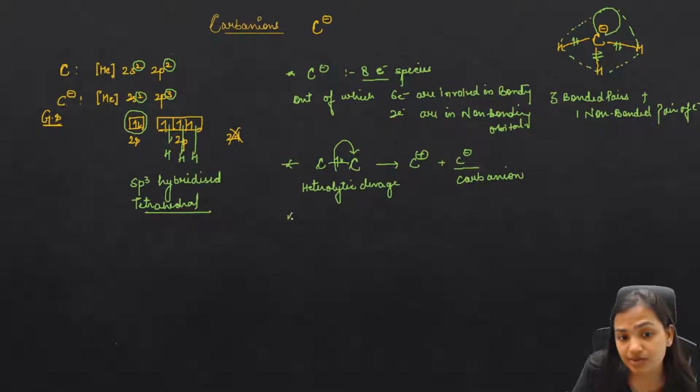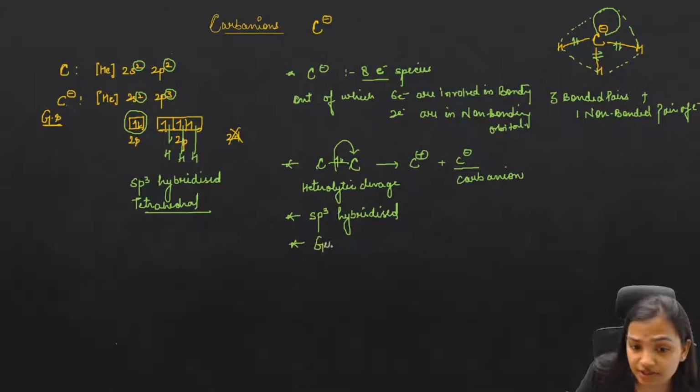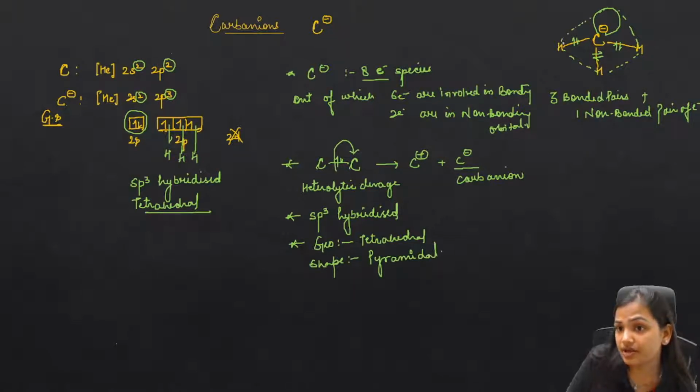Carbanions are usually sp3 hybridized. What type of shape would they have? Their geometry will be tetrahedral. But when you look at the shape, we only count the bonded pairs of electrons. So the shape is pyramidal, because in the shape we just count this part, this and this. So this is forming a pyramid, so it is pyramidal in shape.